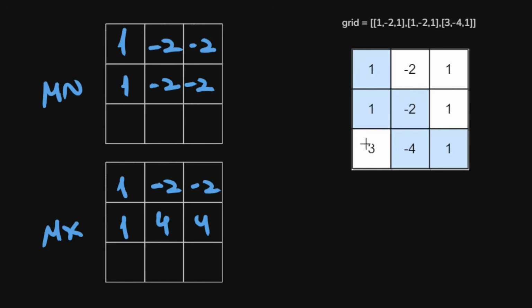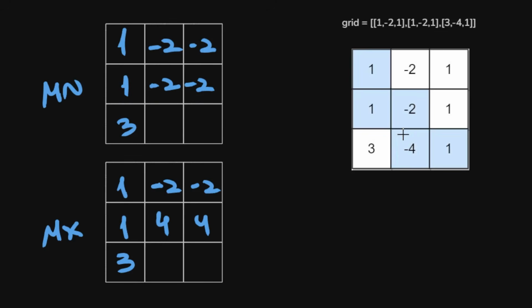Now we are here, and if we are at this cell, we could only come from above. The accumulated numbers here are 1 in both cases, so we do 1 times the current number, 3, and this is 3. So this is 3, and this is 3.